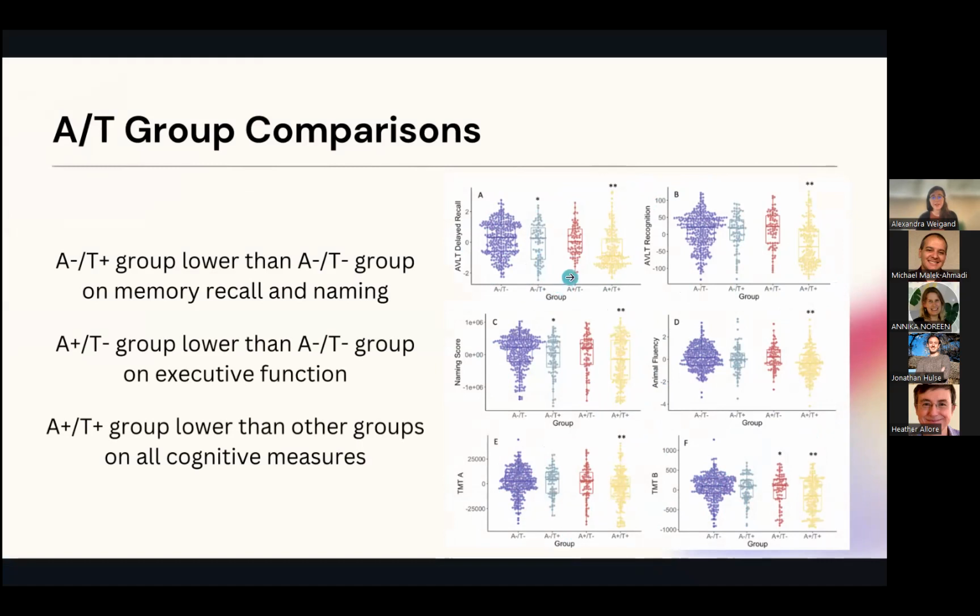But interestingly, the A minus T plus group, or amyloid negative tau positive group, had lower scores than the no pathology group in terms of their memory recall and their naming, a language measure sensitive to early changes in Alzheimer's disease. So they're already showing some potentially subtle cognitive compromises relative to the no pathology group, which the A plus T minus group was not showing. The A plus T minus group was lower, however, on a measure of executive function.